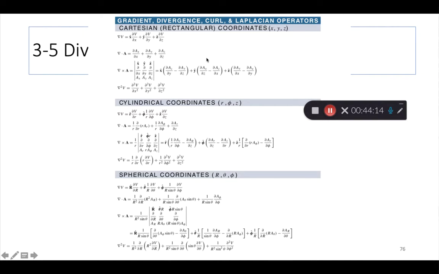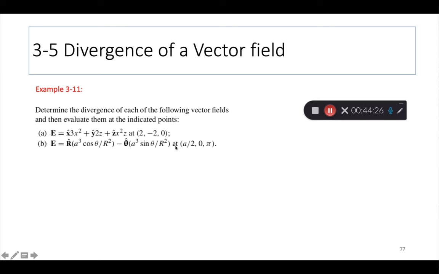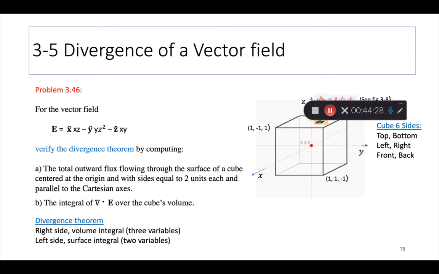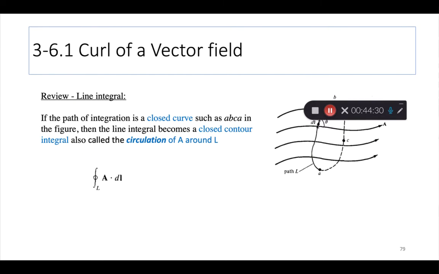Here is a summary of all the definitions: the gradient, the divergence. We haven't looked at curl and Laplacian yet, but they are also included. You can see the formulas for each one in this table. So here's a problem, here's another problem. Okay, curl.